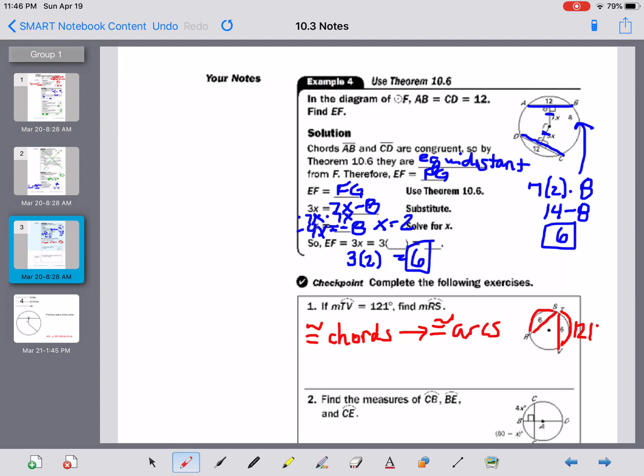And if my arc TV was 121, then that means that the measure of arc RS has to be the exact same. So this is also going to be 121. Congruent chords make congruent arcs.